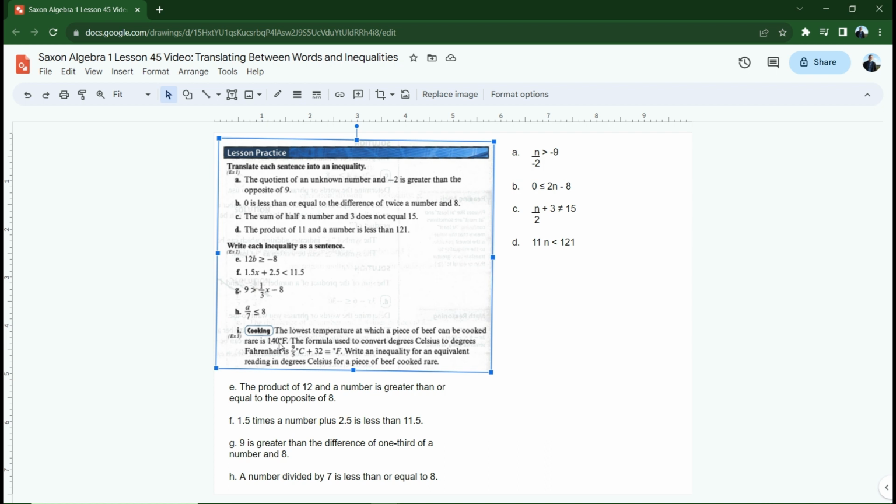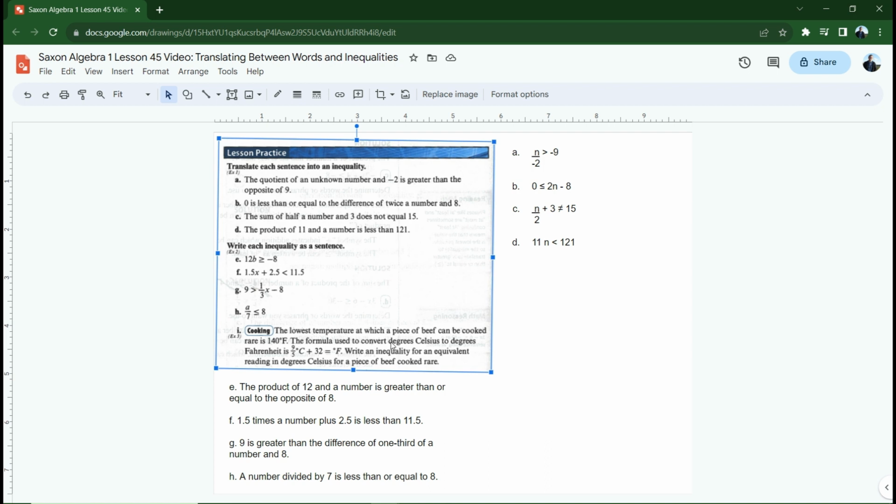Does that make sense? What about the exact number 140? Can you cook a piece of beef rare at 140? Is it included? The way that this is written, the lowest temperature at which a piece of beef can be cooked rare is 140. So, yes, it is included. So, we would cook it at greater than or equal to 140 degrees to cook it rare.